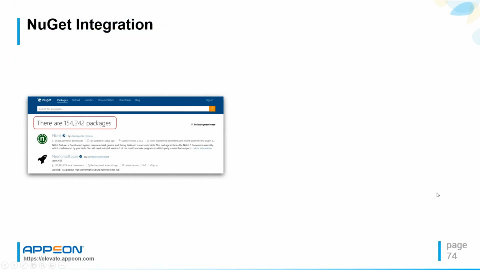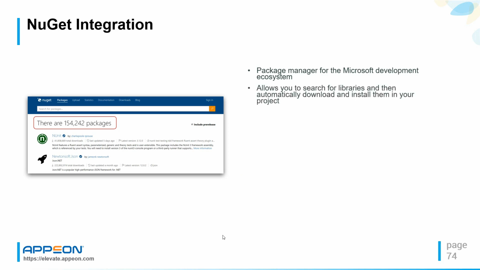Okay, so let's talk about NuGet. If you're not familiar with it, it's a package manager for the .NET environment. And as of the time I did this session, it had 154,000 plus packages in it. A lot of them are open source. Some of them are not. Some of them might be what's called GNU license. Some of them might be commercial.